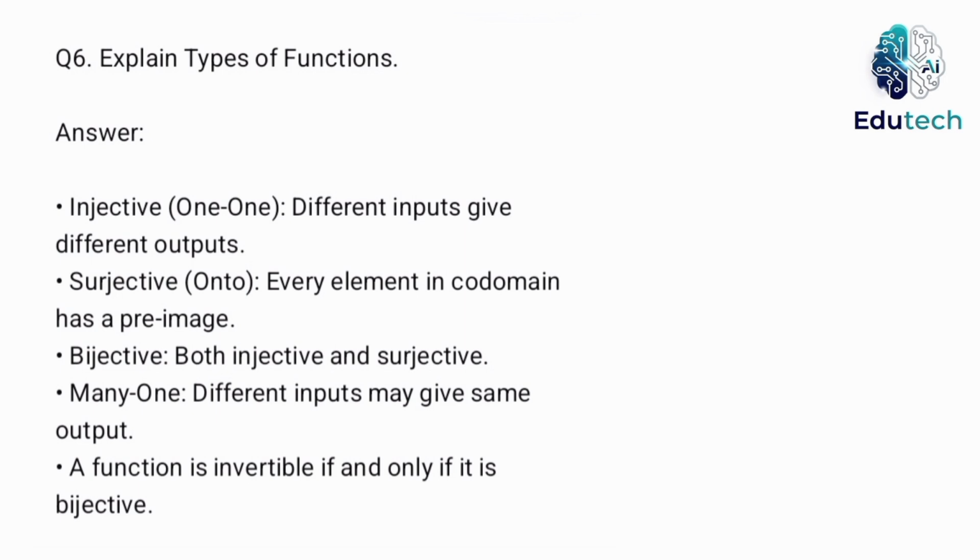Explain types of functions. Functions are classified based on how elements are mapped. An injective or one-one function maps different elements of the domain to different elements of the codomain. A surjective or onto function ensures that every element of the codomain has at least one preimage in the domain. A bijective function is both injective and surjective, and such functions have inverses. A many-one function maps two or more elements of the domain to the same element in the codomain. A function is invertible if and only if it is bijective.